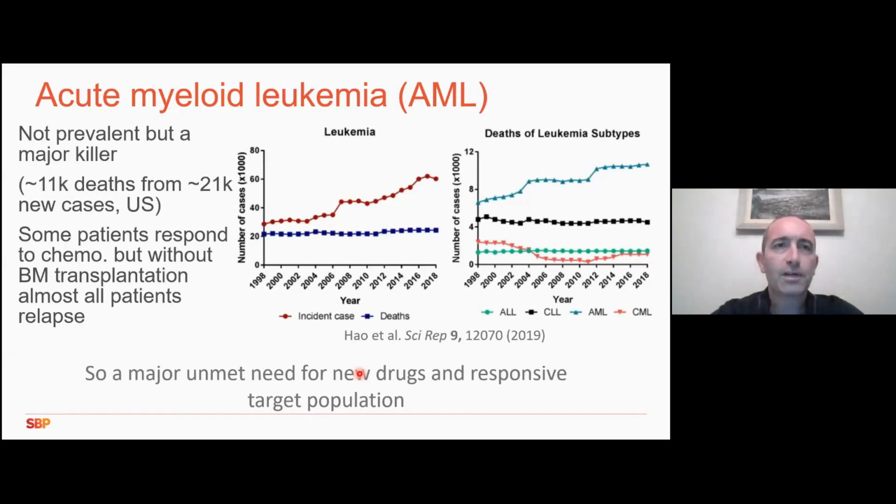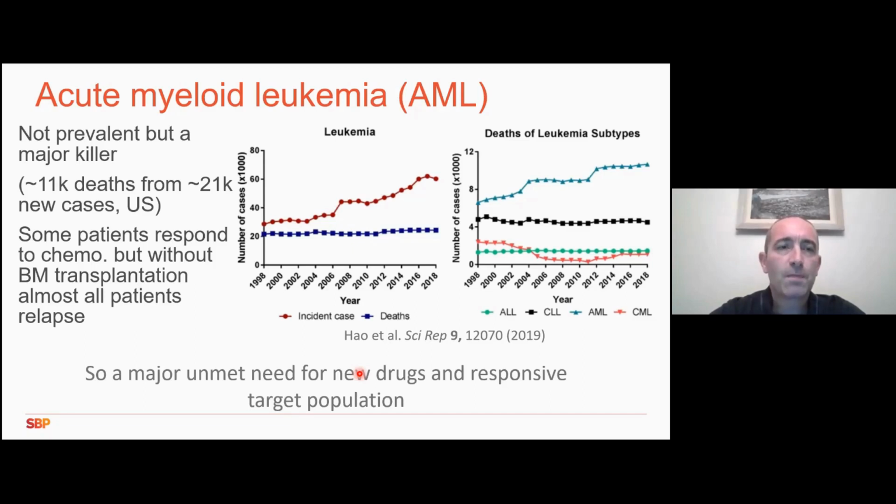So just a brief introduction to acute myeloid leukemia, which is the main focus of my presentation today. Leukemias in general are actually increasing in prevalence over the last 20 years, which is probably due to an aging population. And acute myeloid leukemia is not a very prevalent disease. There are only about 21 to 22,000 new cases a year in the United States. However, it is a major killer. More than 50% of those people will die.